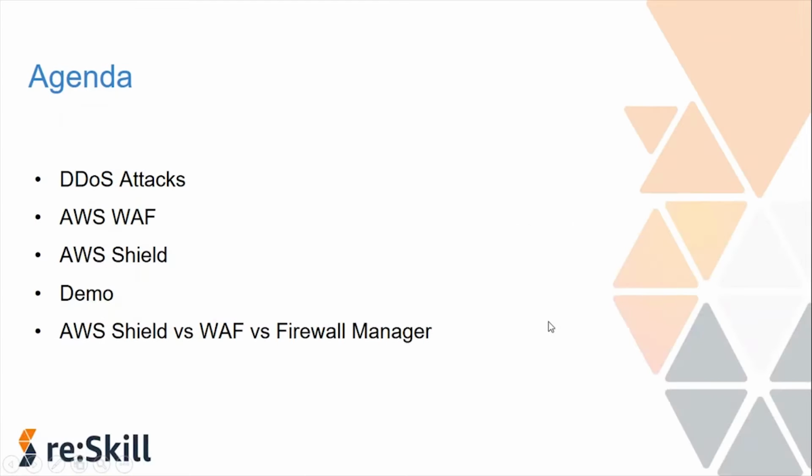So today's video agenda will look like this. We'll first talk about what are DoS and DDoS attacks, and then we will talk about what AWS WAF is and how it works, and then what AWS Shield is and how it works. We will have a demo of this, showing how we can set it up and get started with the WAF on the AWS console and a little bit of Shield resources. And then we will talk about the difference between AWS Shield, AWS WAF and the AWS Firewall Manager.